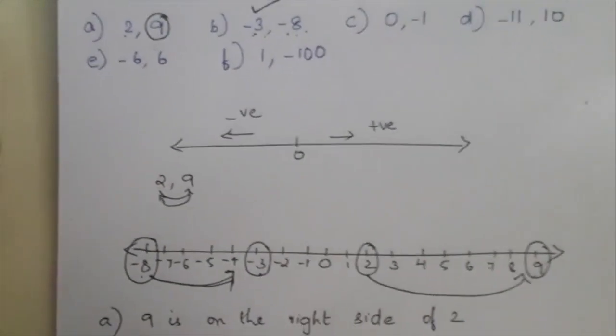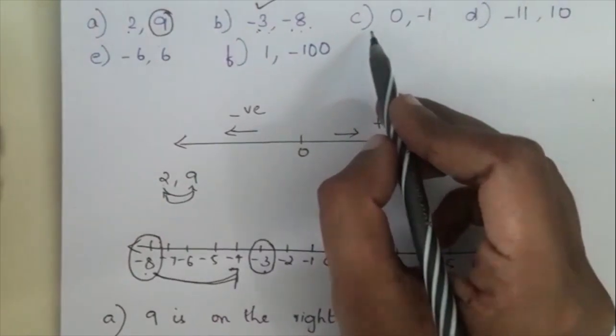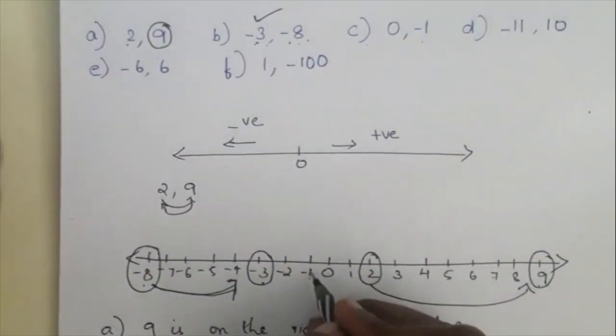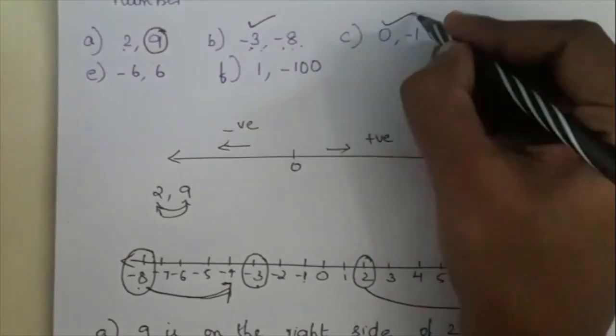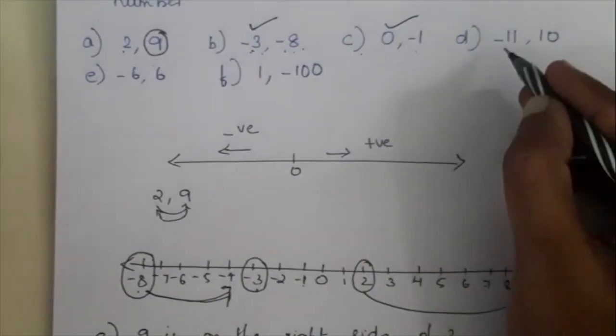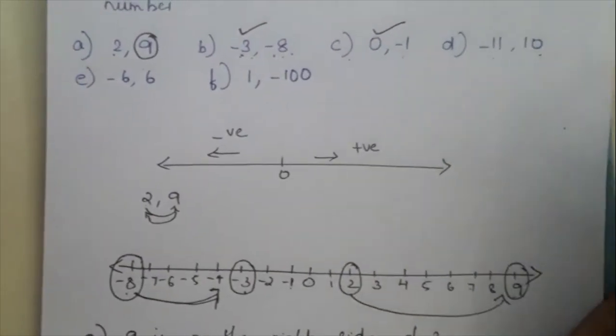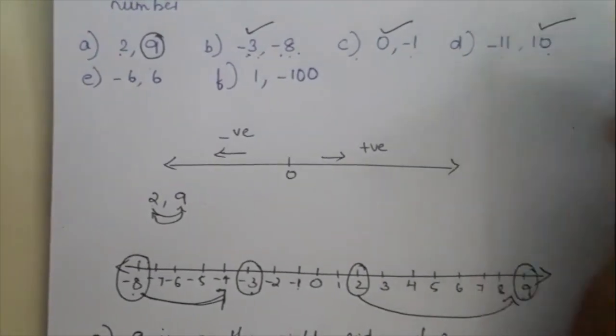Okay, so now next one you can write easily, 0 and minus 1. So which number is on the right side? 0 is on the right side. Next, negative 11 and 10. So negative 11 and 10, which is the greatest number? 10 is the greatest number, is it?